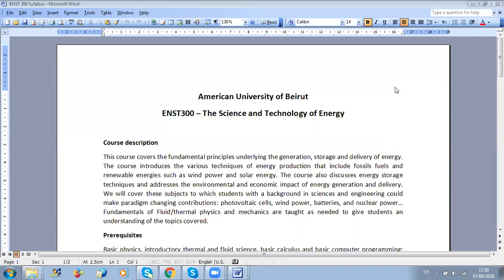We will cover different subjects that can be interesting for you, and in your project, you will choose one topic and try to make a certain small contribution for enhancement. So this can be, for example, in the topic of photovoltaic cells and wind power and production of batteries and nuclear power. So in this course, mainly the fundamentals of fluid and thermal physics and mechanics are needed.